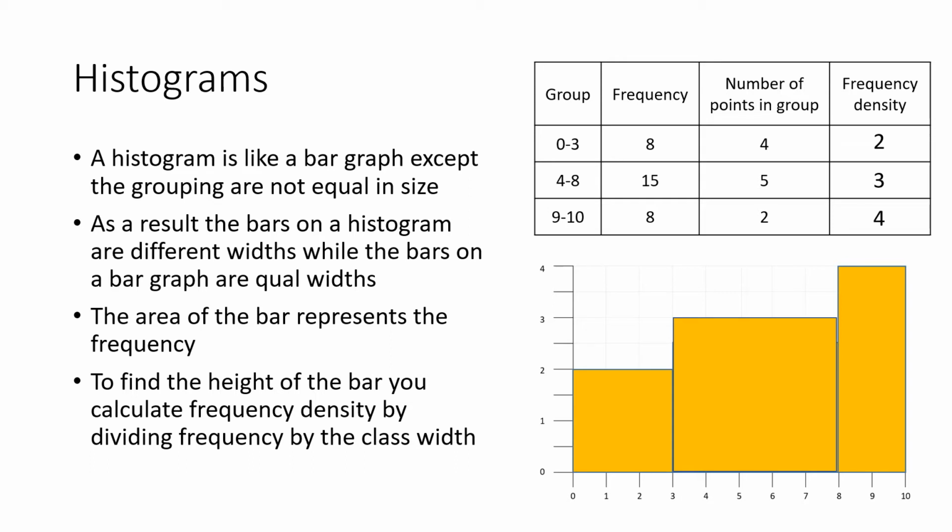So when it comes to doing a histogram, the first bar on the histogram has to go along the x-axis from 0 to 3 because that's the group. And its frequency density is 2, so it goes to a height of 2. The second grouping is between the numbers 4 and 8, so we continue the bar, there's no gaps. We continue the bar all the way across up to 8. But the height this time, the frequency density, has to go up to 3.